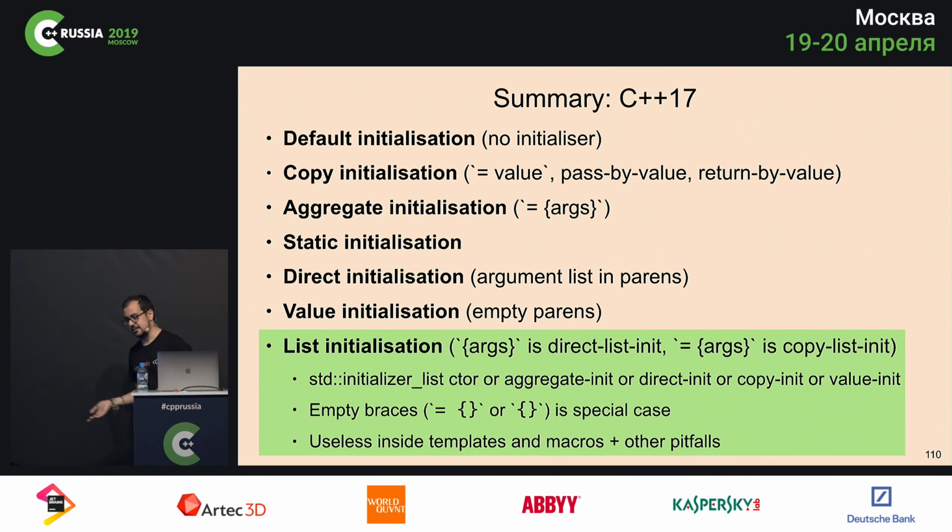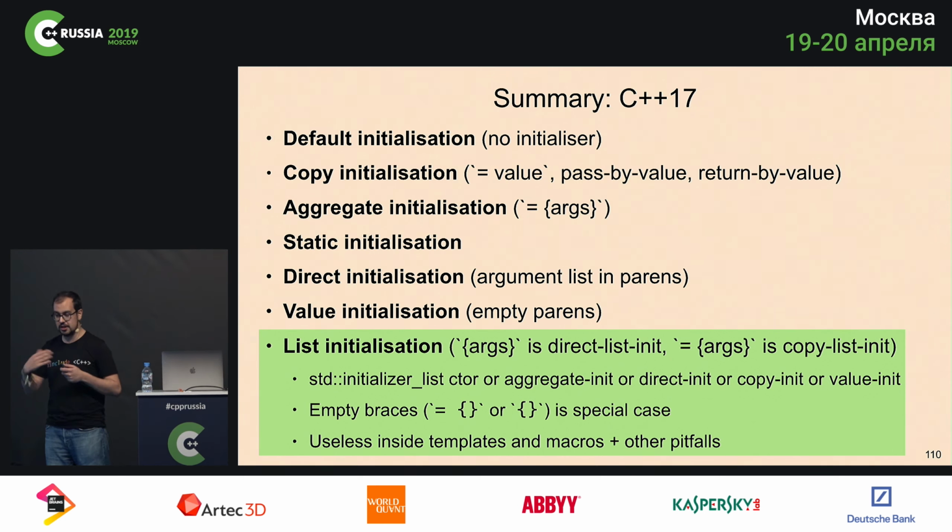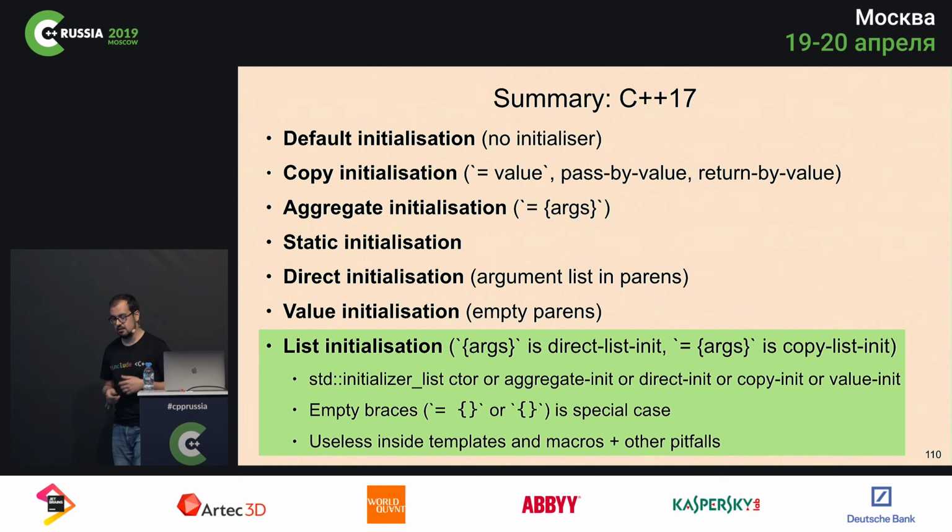But still, in C++17, basically, we are where we were in C++11 and 14, except we fixed some of the really annoying things. So I think it's an improvement, but I still think that list initialization is very problematic.